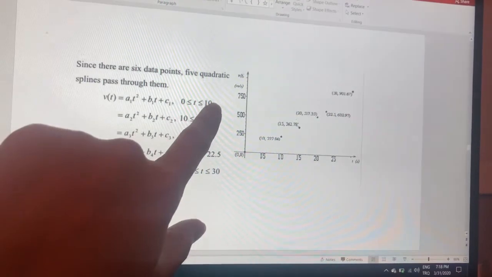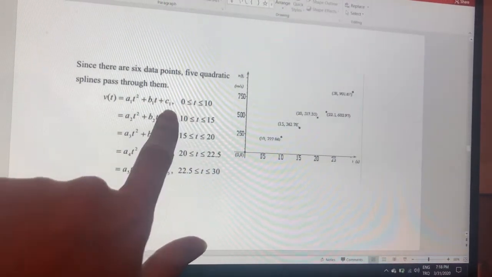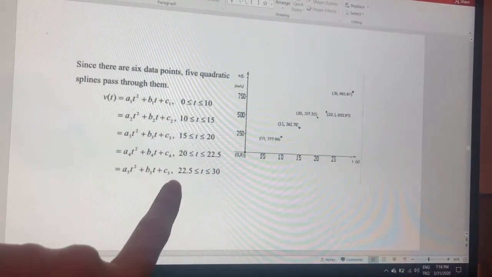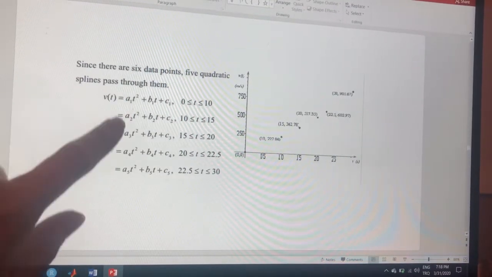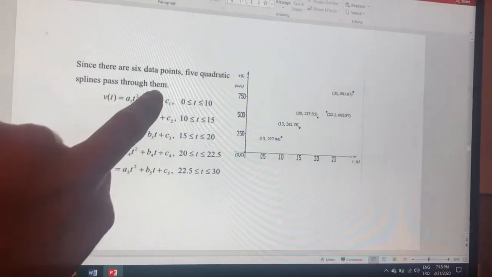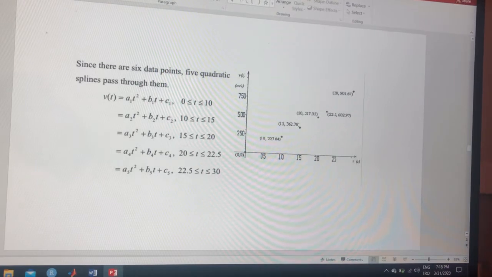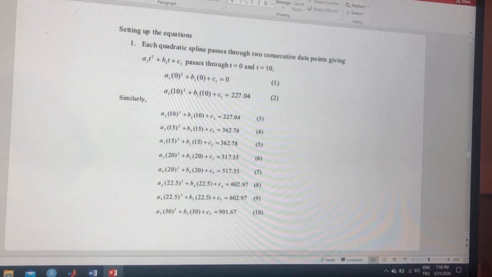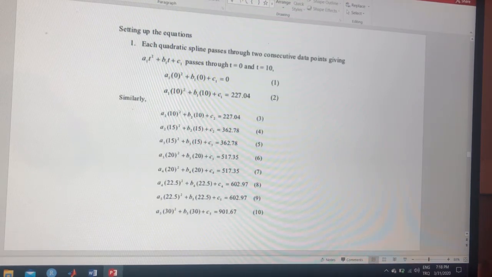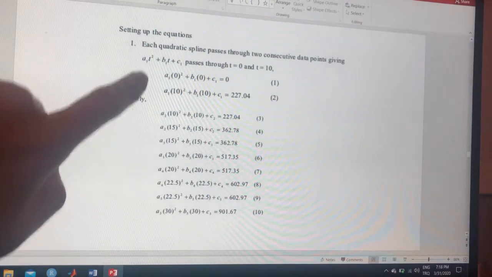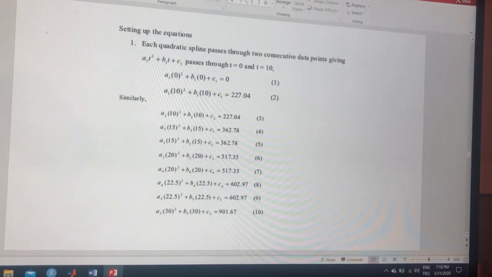And since there are 6 data points, as we said, 5 quadratic splines pass through them. And for 0 and 10, this is the first spline equation, second, third, fourth, and fifth. And we need to find A1 to A5, B1 to B5, C1 to C5. This is the aim here. And since we know the values there, the first thing we need to do is just plug in those values. And you will get 10 equations once you do that.